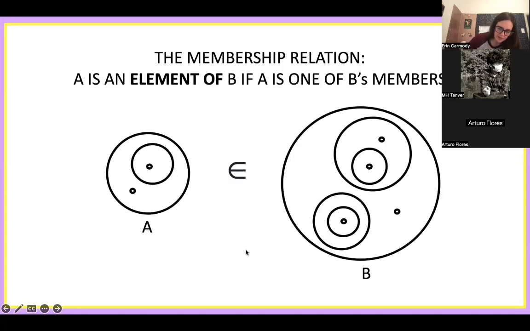Besides the equality relation, the language of set theory consists of the binary relation epsilon, the membership relation, or you can think of it as the element-of relation. A is an element of B if A is one of B's members. We can see here that B has A as one of its members. B has three members, and A is one of them.